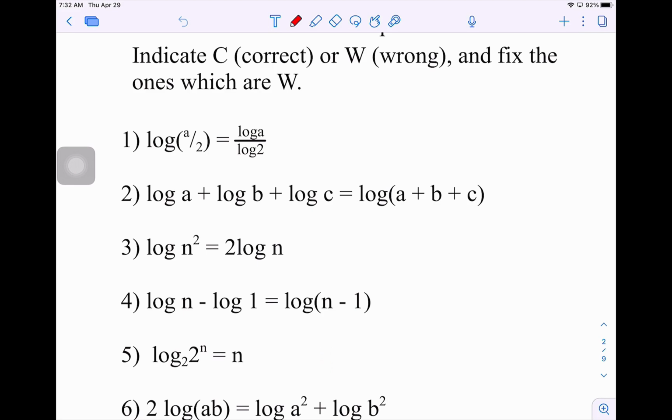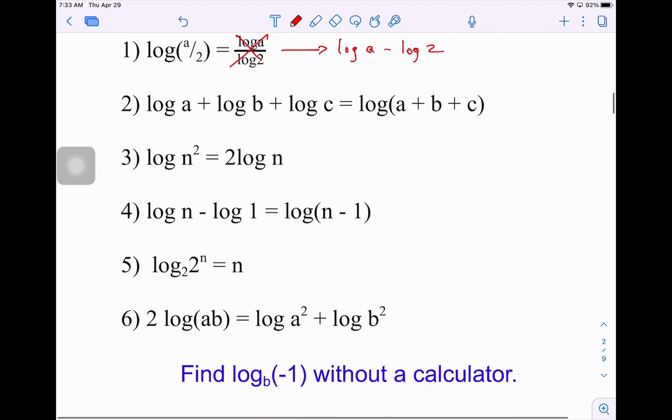So number one, this one is wrong. This should be the log of A minus the log of 2. Okay, log of A minus the log of 2 is what you should have. So this is not correct. They kind of took the change of base formula along with the idea of dividing and tried to put them all together a little bit and confuse you.